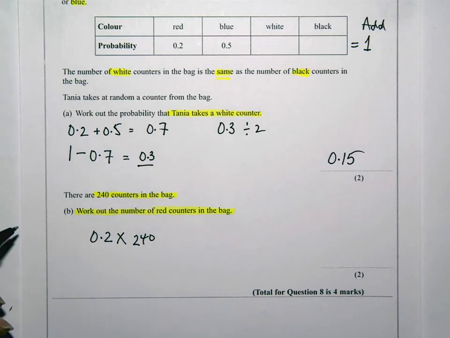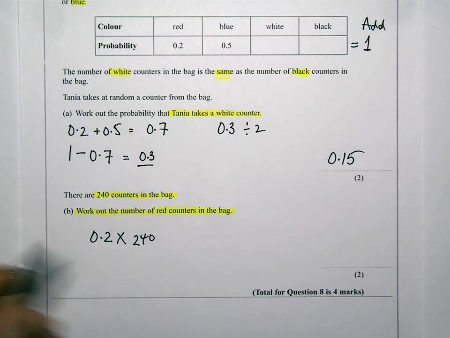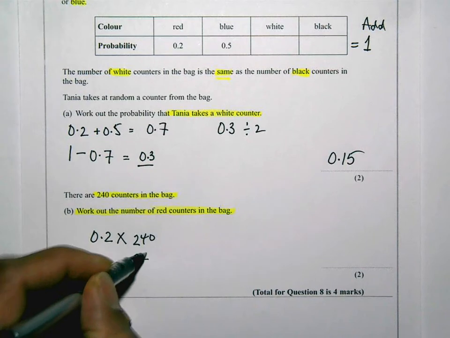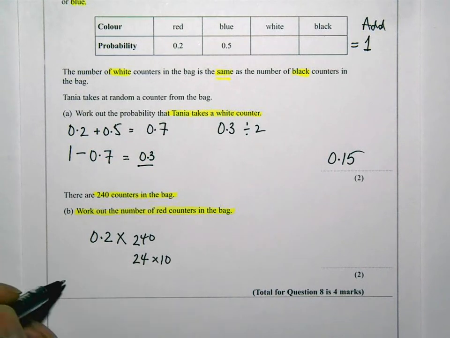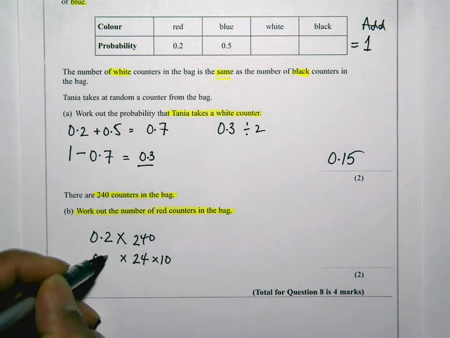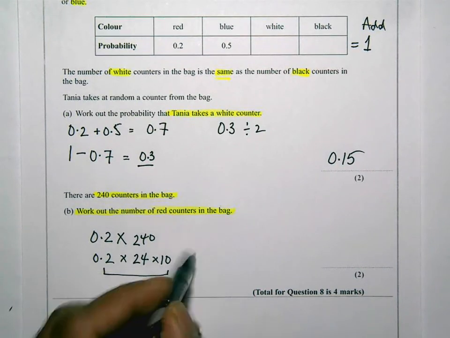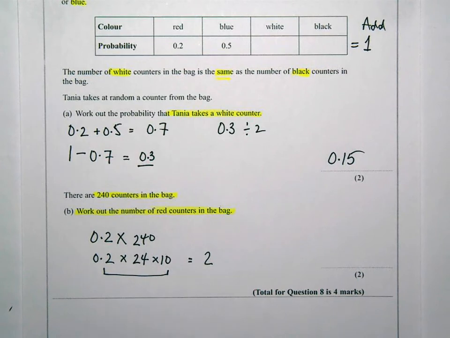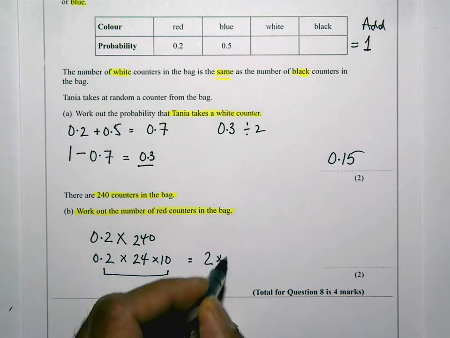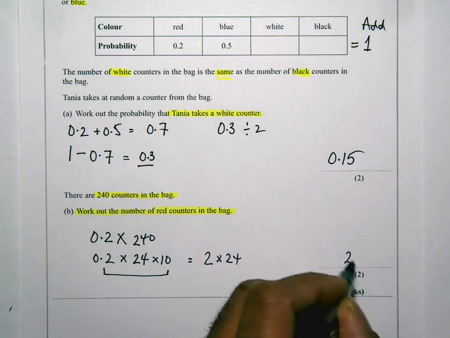I'm going to suggest possible techniques for doing this. 240 is the same as saying 24 times 10. Remember I'm timesing all of that by 0.2. Now 0.2 times 10 is just 2. And 2 times 24 is going to give me 48.